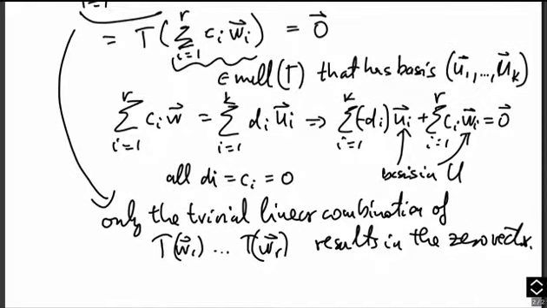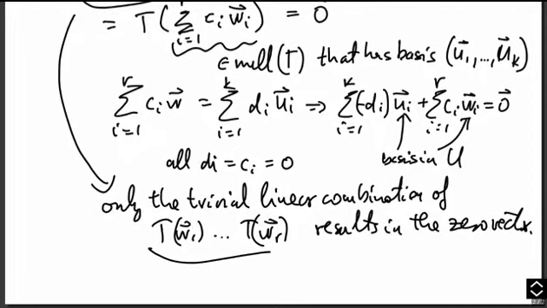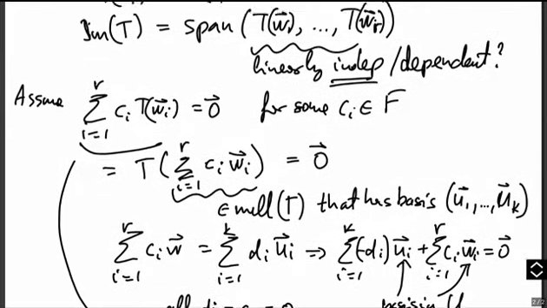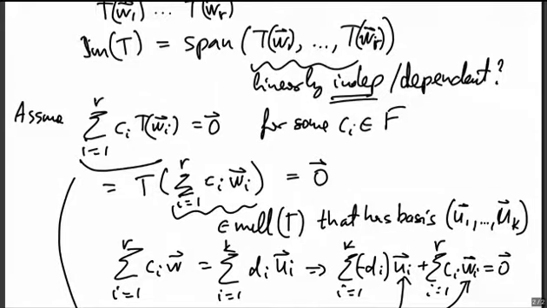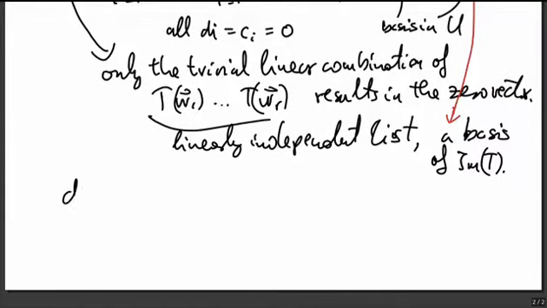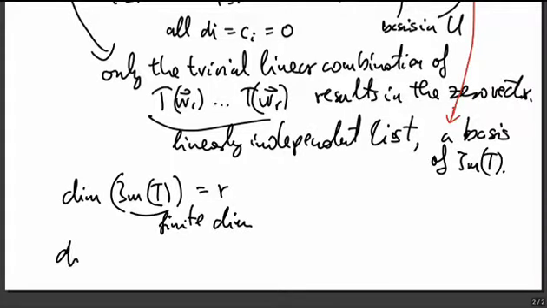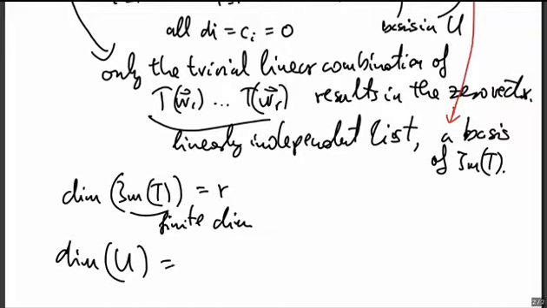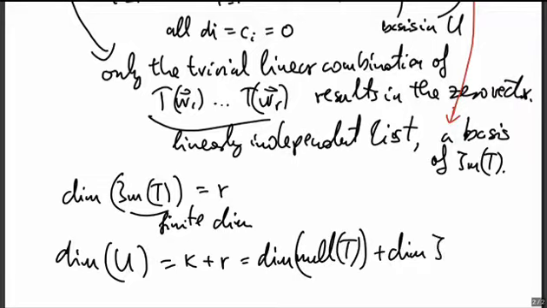And we have that in this case, this is a linearly independent list. And since we already had that this also spans the image, it's also a basis of the image. If this is a basis of the image, we get that the dimension of the image of T is r. And with this, we obtained what the theorem said. We also have that this is finite dimensional, and that the dimension of the U vector space that we wrote before as k plus r is actually the dimension of the null space plus the dimension of the image.